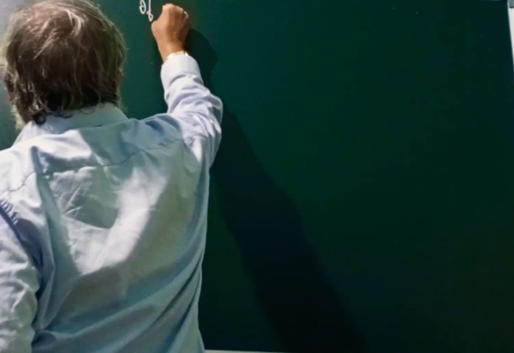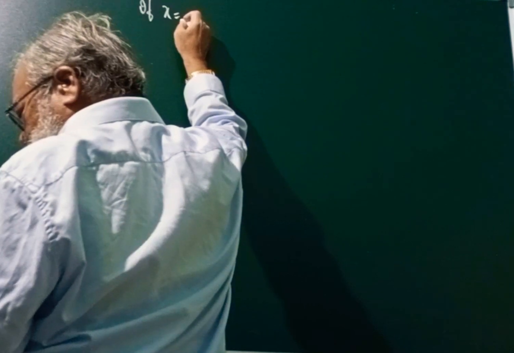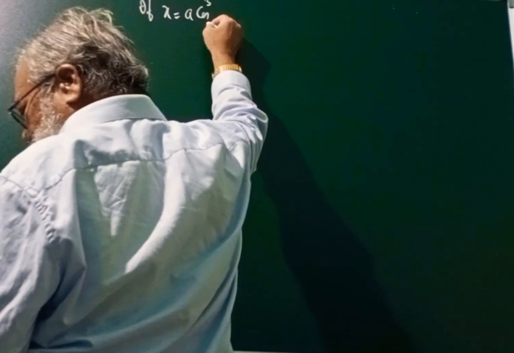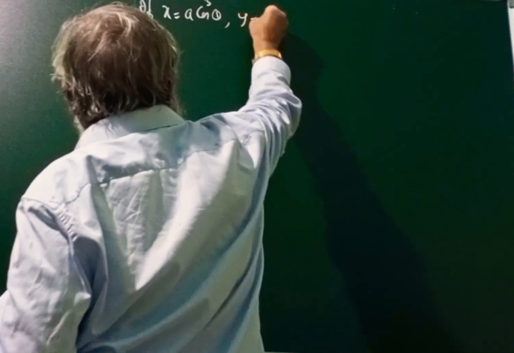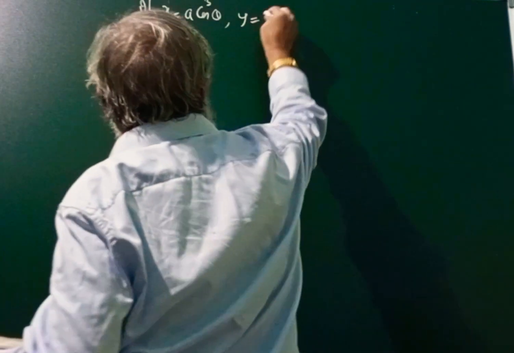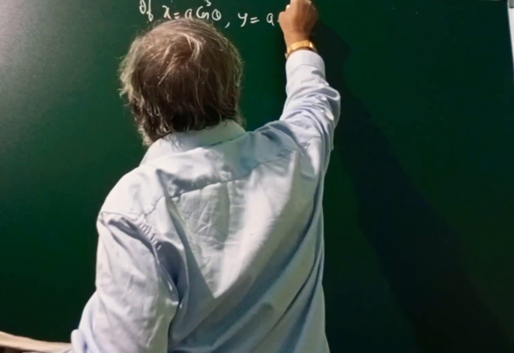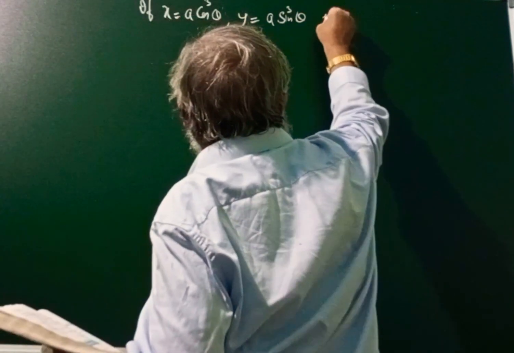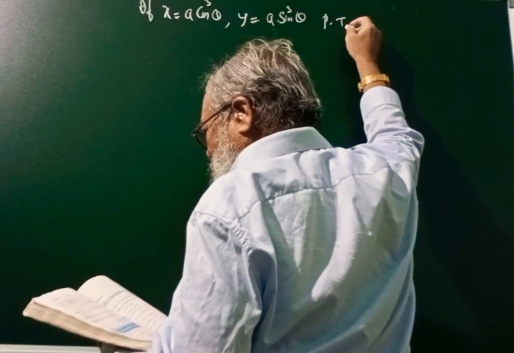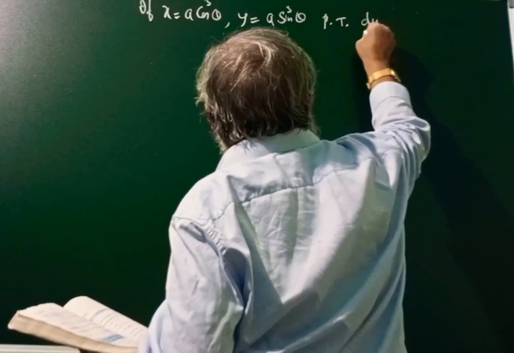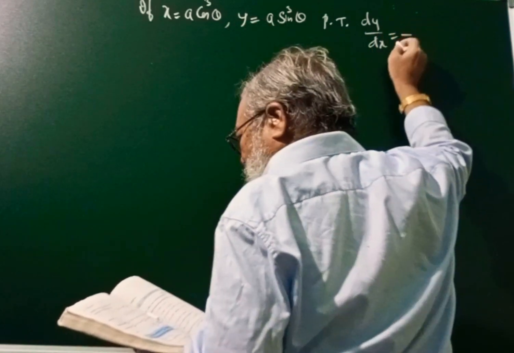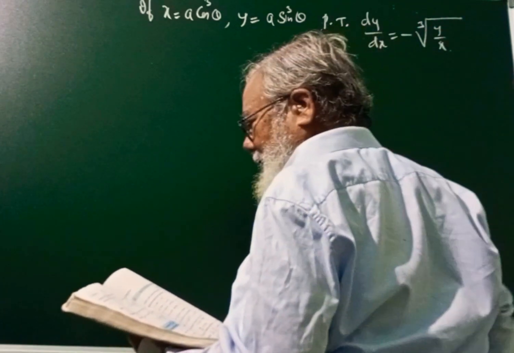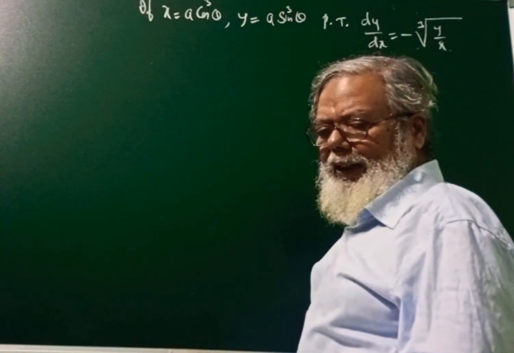If x is equal to a cos cube theta, y is equal to a sin cube theta, prove that dy by dx is equal to minus cube root of y by x. Cube root of y by x, this we have to prove.